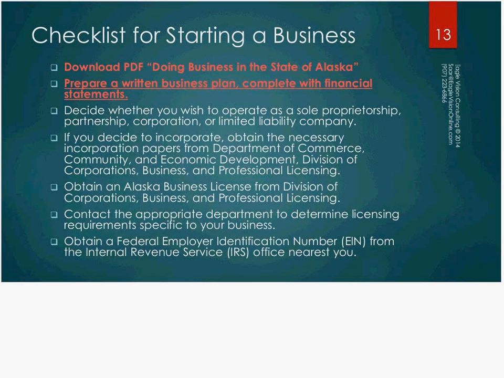The other thing is decide what your entity is going to be. Decide if you want to incorporate and obtain the necessary incorporation papers. You can get those from the Department of Commerce. Obtain your business license. Contact appropriate departments to determine any other licensing requirements specific to your business. If you're opening a food business, then you have to work with the department and get food handler permits.